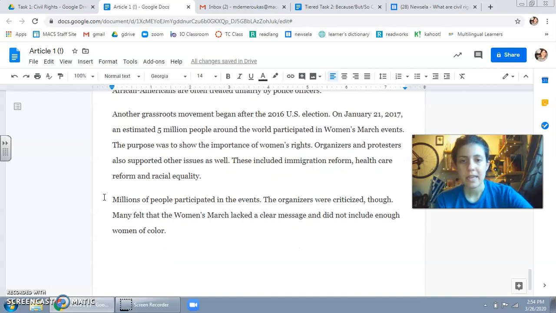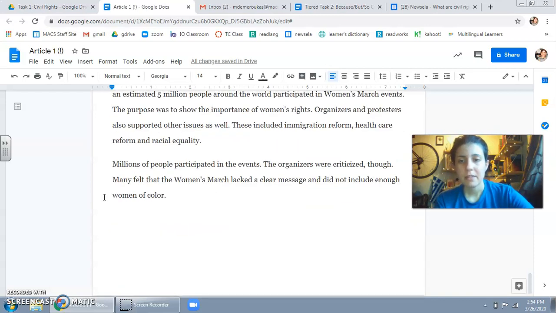Another grassroots movement began after the 2016 U.S. election. On January 21, 2017, an estimated 5 million people around the world participated in Women's March events. The purpose was to show the importance of women's rights. Organizers and protesters also supported other issues as well. These included immigration reform, healthcare reform, and racial equality. Millions of people participated in the events. The organizers were criticized, though. Many felt that the Women's March lacked a clear message, and it did not include women of color.